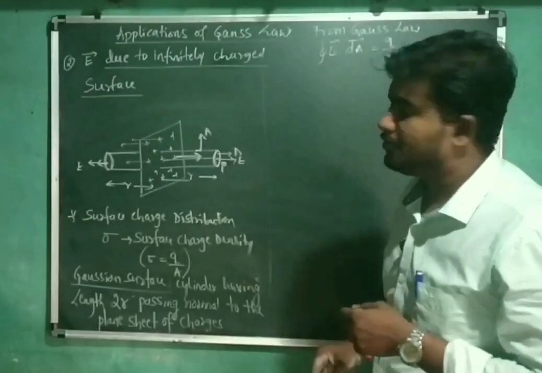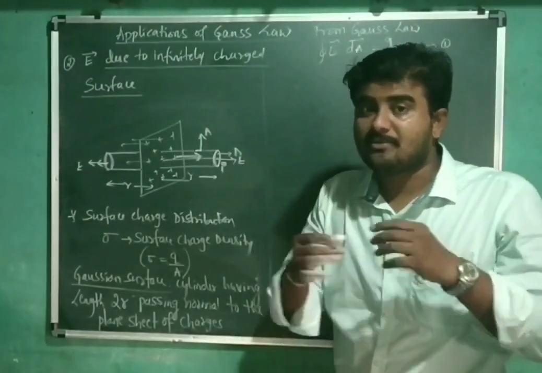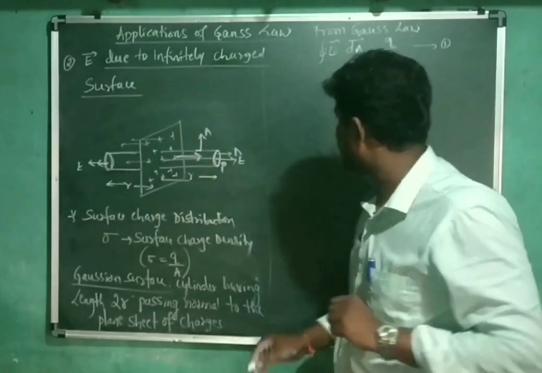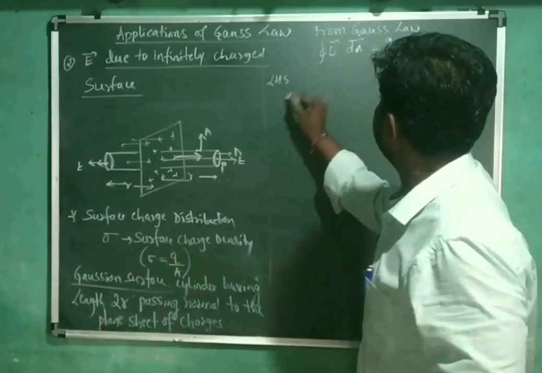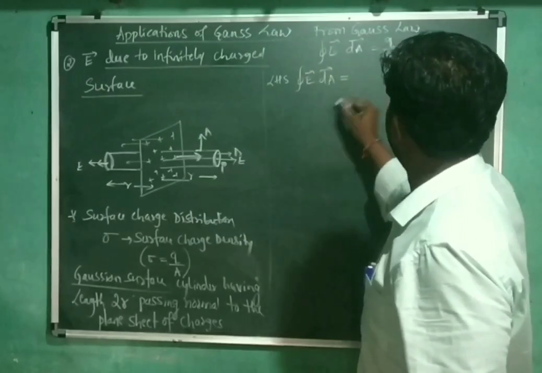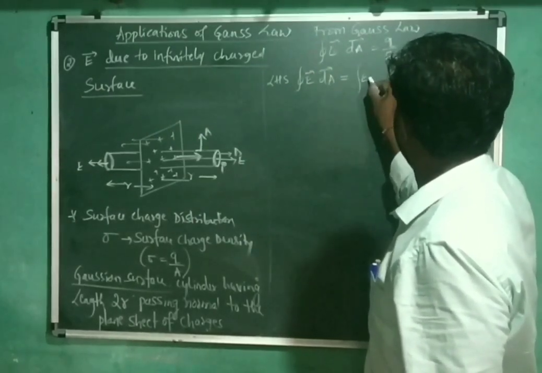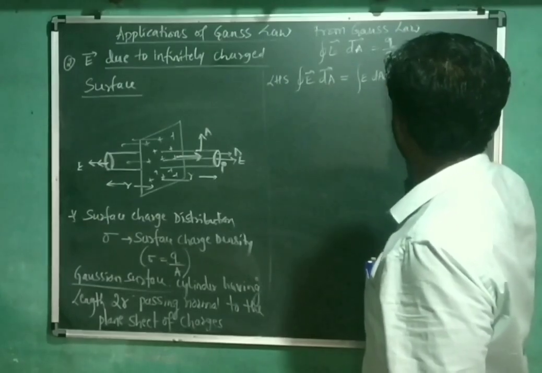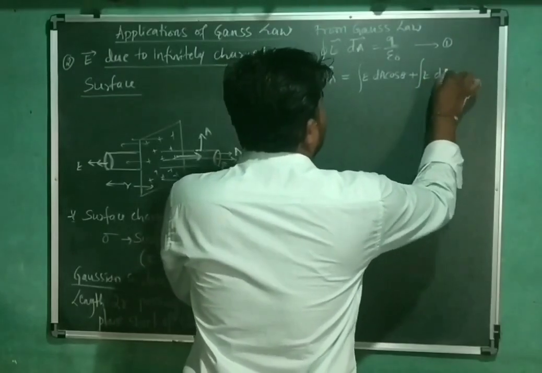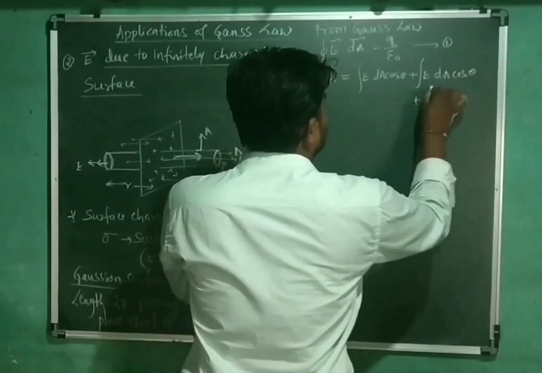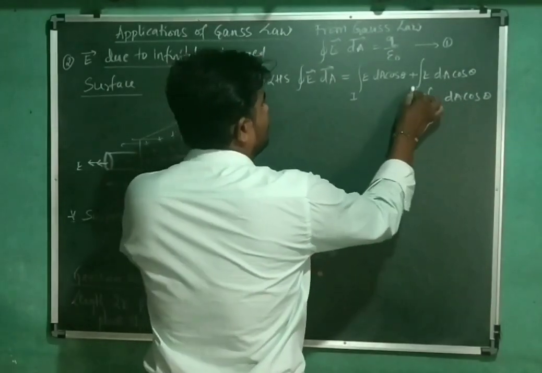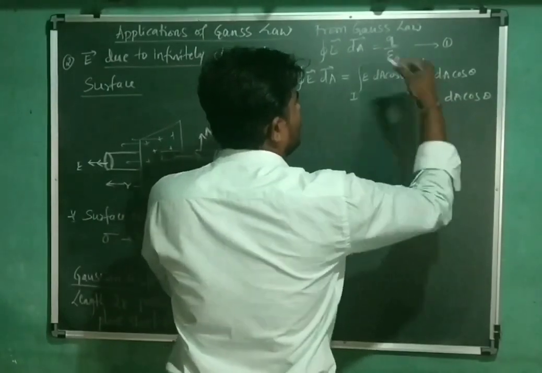Okay. Once again, in this situation, how many surfaces are there? 3 surfaces are there. Surface 1, surface 2 and curved surface. Therefore, LHS part, closed integral E dA is equal to integral E dA cos theta plus E dA cos theta plus E dA cos theta. This is for first plane, this is for second plane, this is for third plane, that is curved plane.